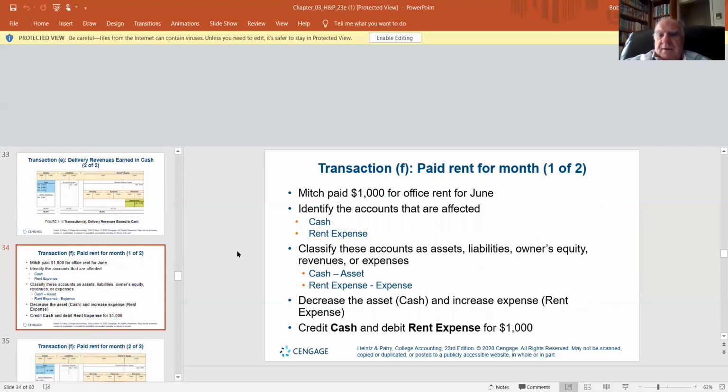We will go to another transaction. We paid rent. As soon as you see paid, you know it's a credit to cash. Clear language, right? Paid means cash went down. We will credit cash for 1,000, and we will debit, in this case, rent expense. Decrease the asset, increase rent expense with the debit. Debit rent expense, credit cash.